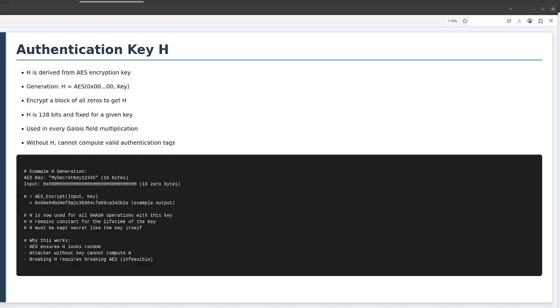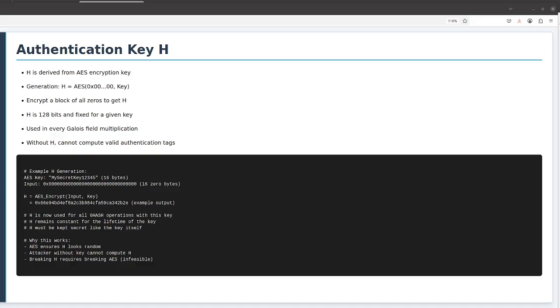So if your AES key is "my secret key 12345", you create a 128-bit block of all zeros, beginning with 0x00 and ending with 00. You encrypt this using AES with your key, and let's say the output begins with 0x66 and ends with 2e. This becomes your authentication key H. This H value is fixed for a given encryption key and is used for all GHASH computations with that key.